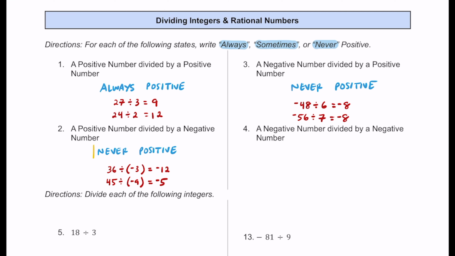Whether we are taking a positive number and dividing by a negative number, or taking a negative number and dividing by a positive number, we are never going to get a positive answer, or our quotient is always going to be negative, however you want to think about it.